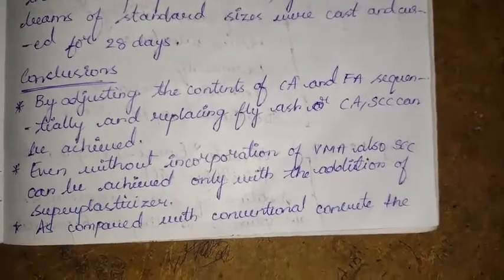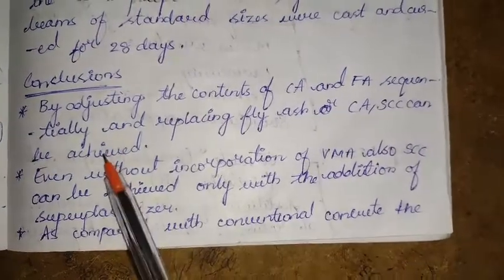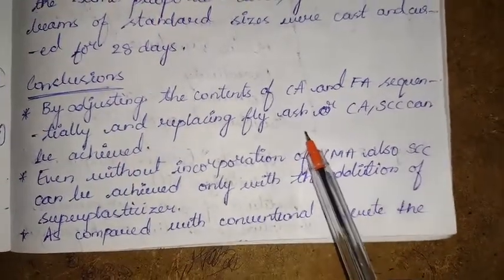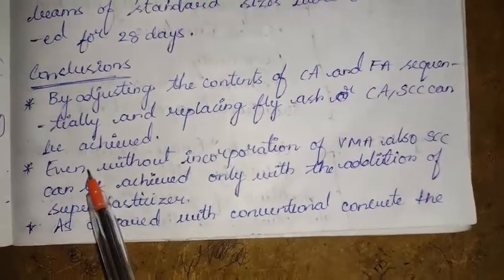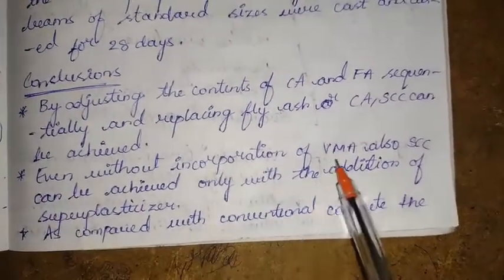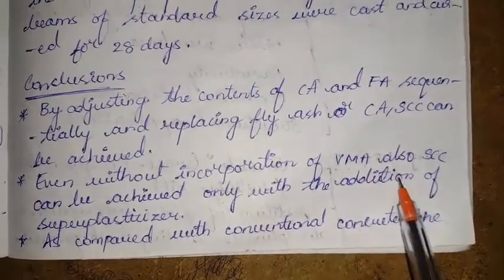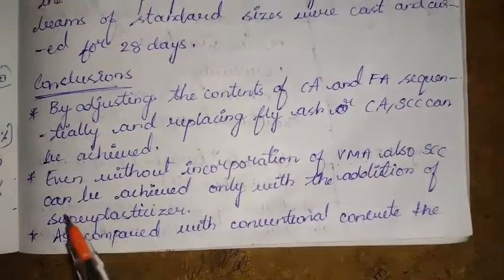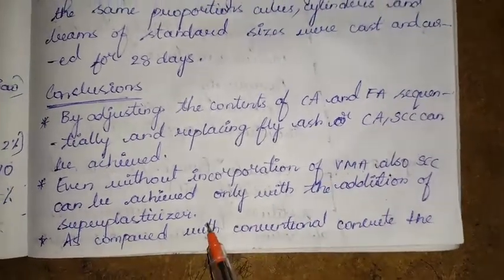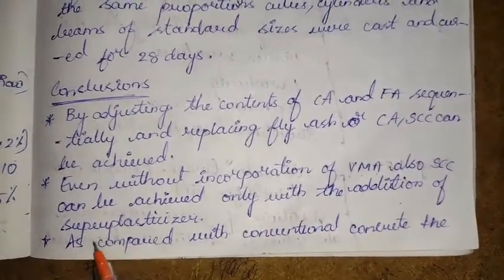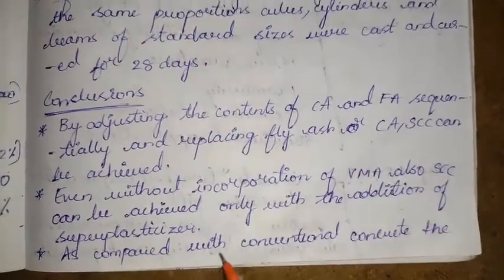Coming to the conclusion, by adjusting the contents of coarse aggregate and fine aggregate sequentially and replacing the cement with fly ash or coarse aggregate, self-compacting concrete can be achieved. Even without incorporation of VMA, that is the viscosity modifying agent, self-compacting concrete can be achieved only with the addition of superplasticizer. Even if we are not using VMA, it is good to go with superplasticizers alone.